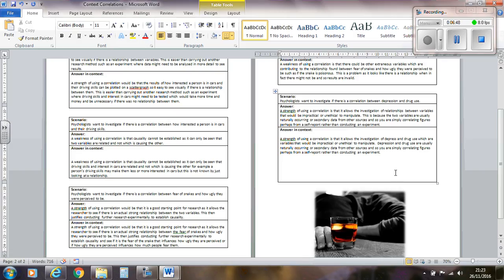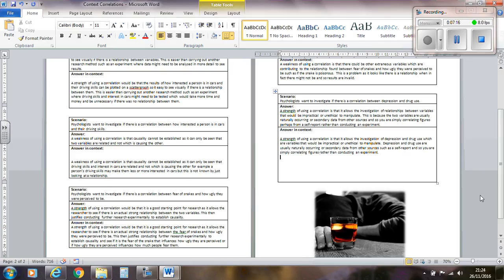If that makes sense. The strength of using a correlation is it allows the investigation of depression and drug use, which are variables that would be impractical and unethical to manipulate. Depression and drug use are usually naturally occurring or secondary data from other sources, such as a self-report, and so you are simply correlating figures rather than conducting an experiment.